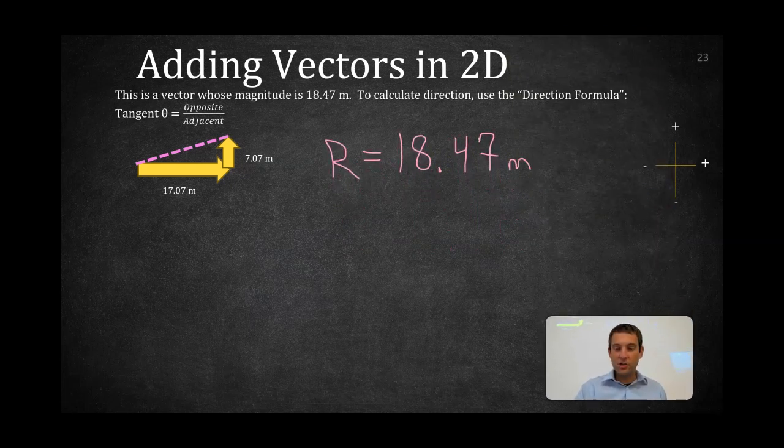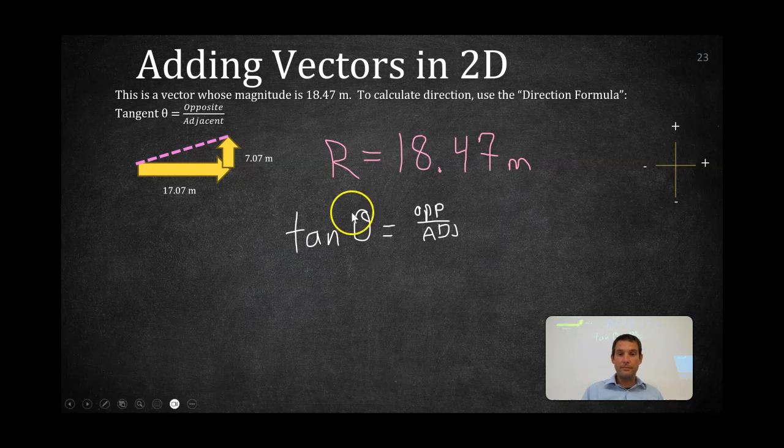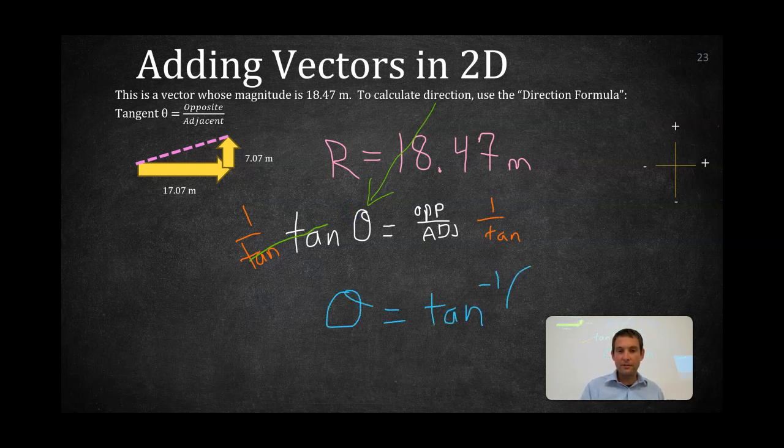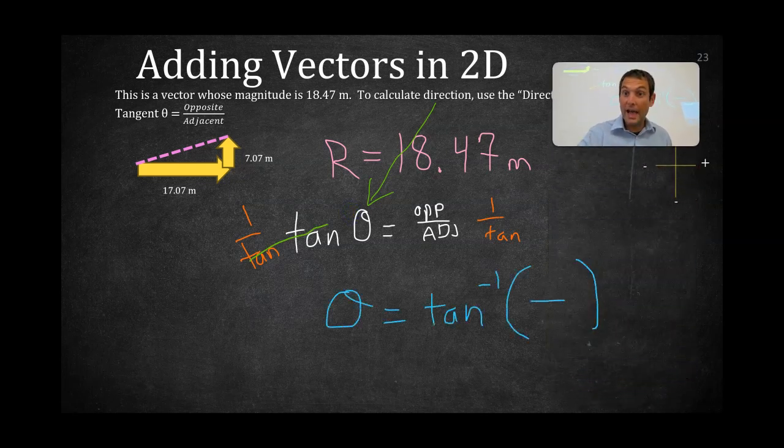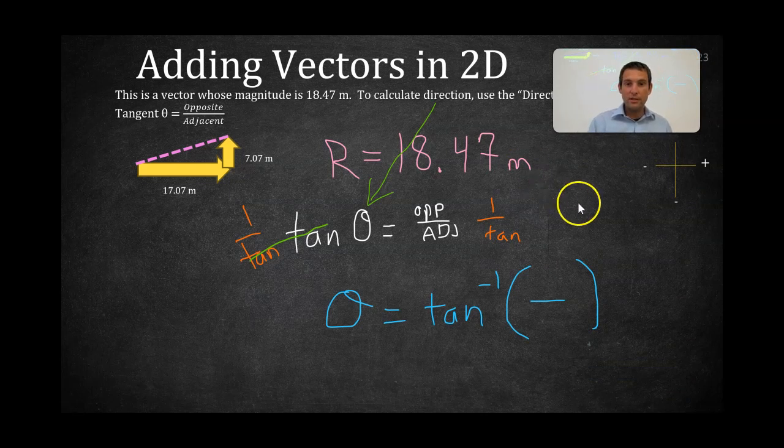To calculate direction, we're going to use the direction formula. Because we have the adjacent side of the triangle and the opposite side of the triangle, we're going to use tangent theta. To get tan theta all by itself, we're going to multiply each side by the inverse of tangent. And we get theta all by itself, which will give us our direction, an actual number direction.